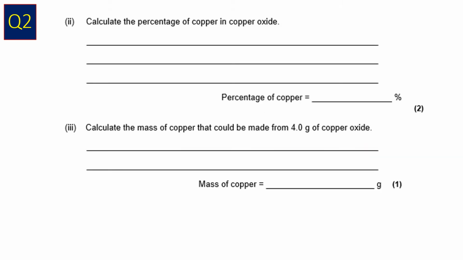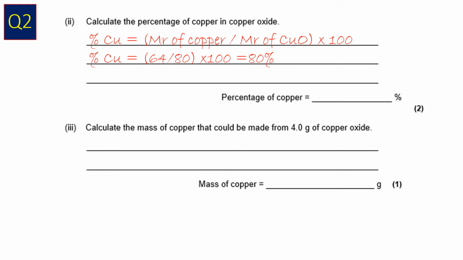Asked to calculate the percentage of copper in copper oxide. We know the MR of the copper oxide, and we know the MR of copper. We've been given that, so let's put them together. The percentage of copper is going to be MR of copper divided by the MR of copper oxide, and we times it by 100. So that gives us 80%.